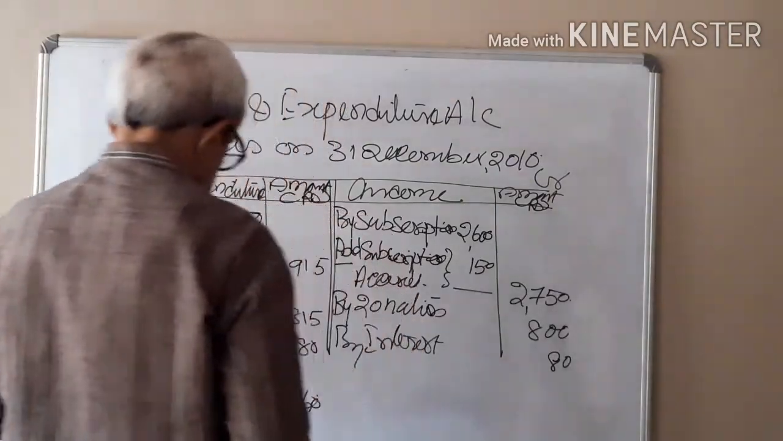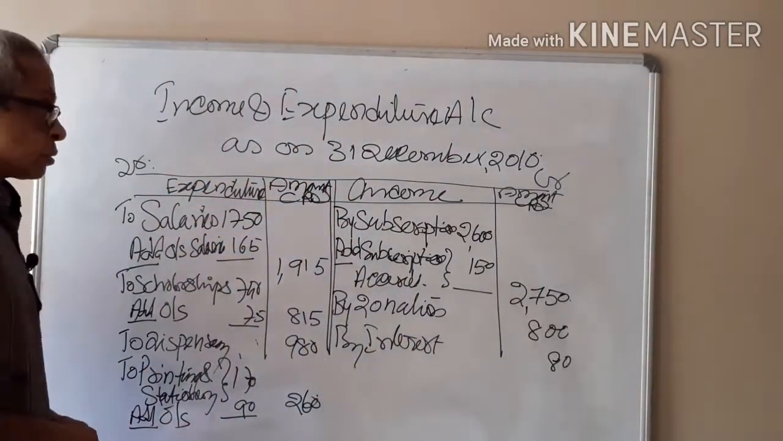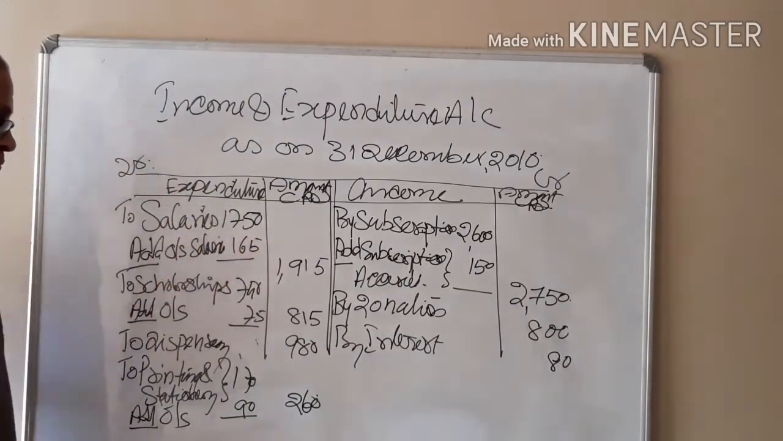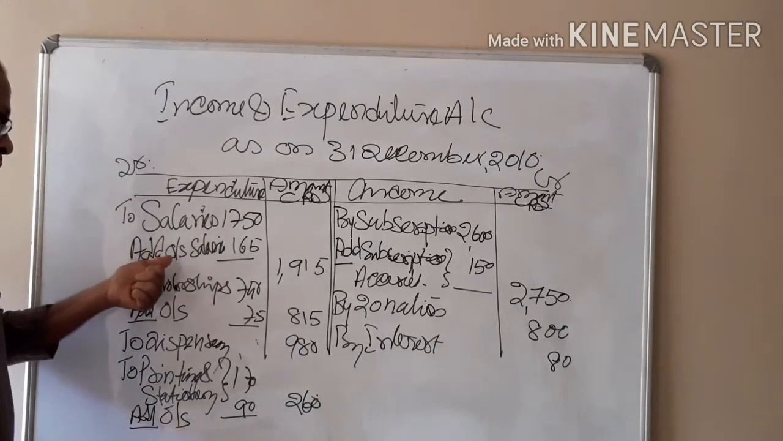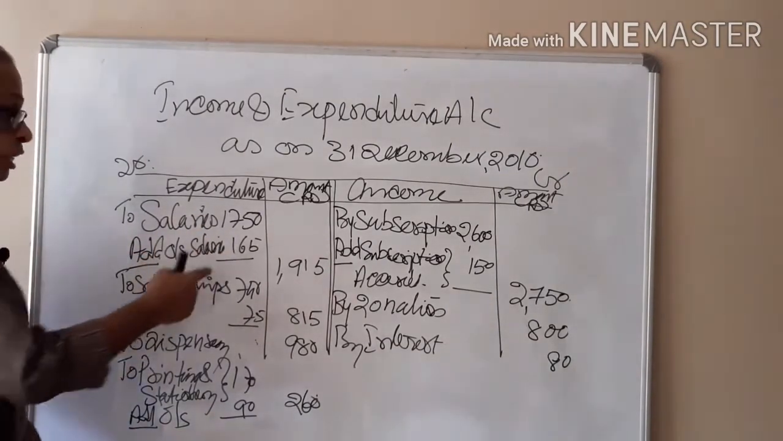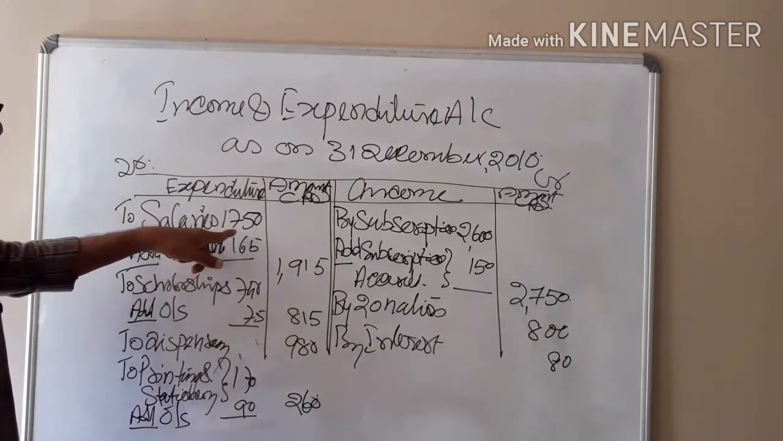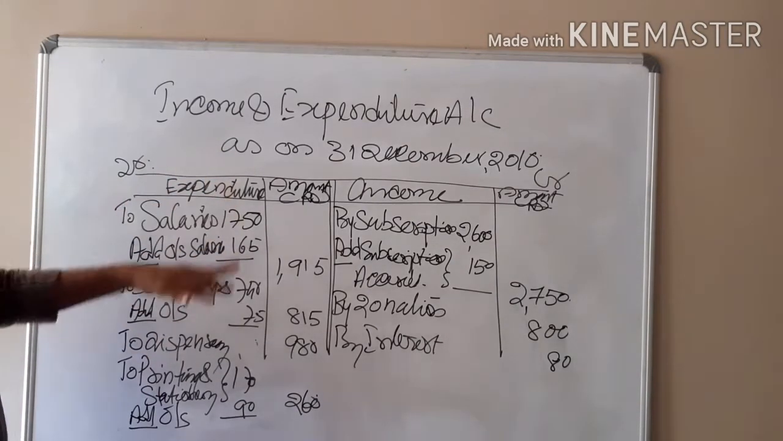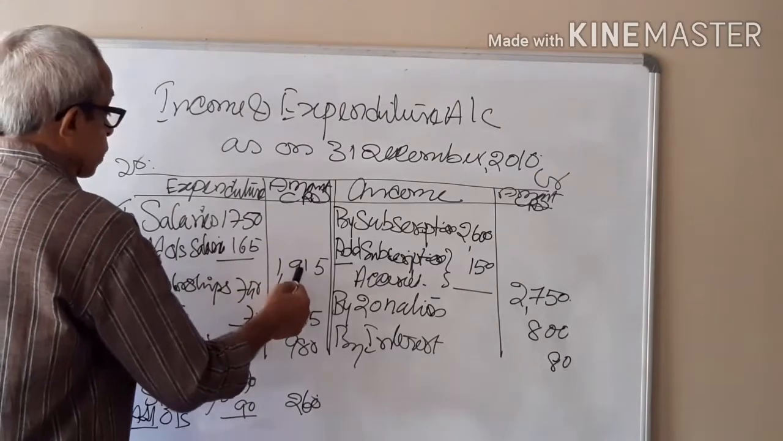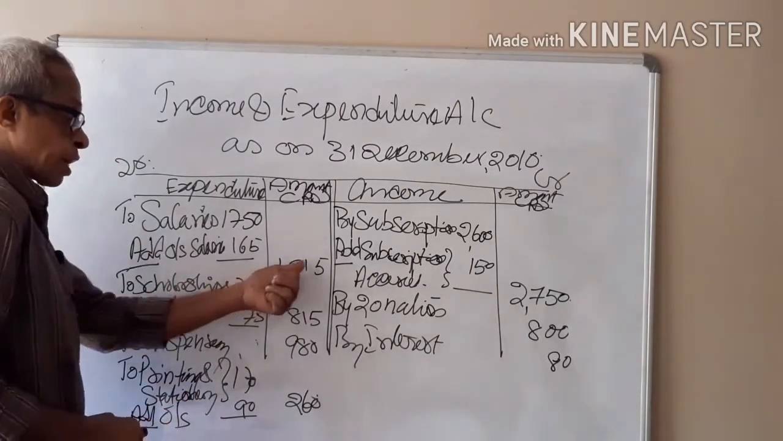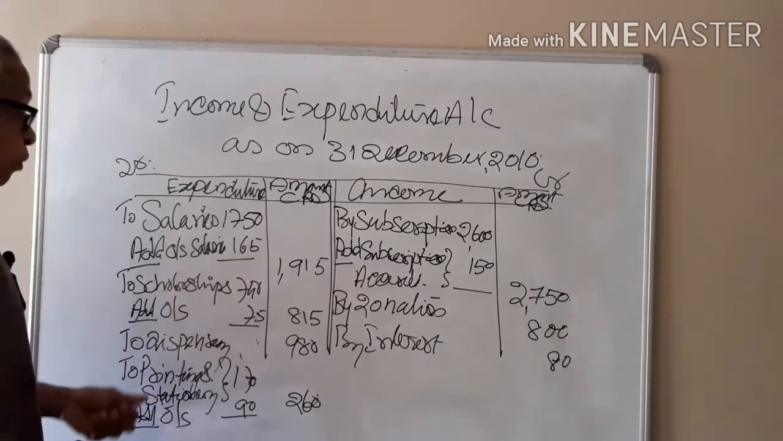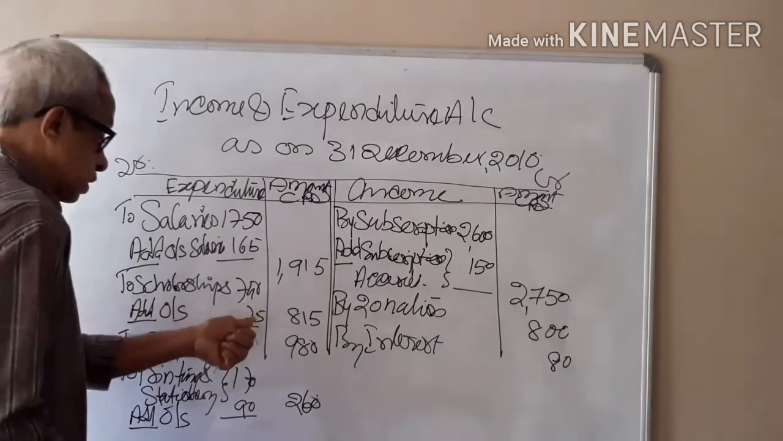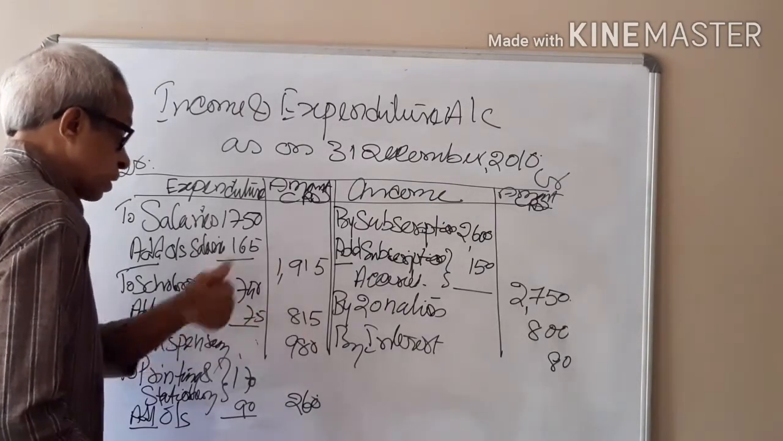So these are the items. All expenditures: salaries is 1750, that is given, and from the adjustments we got outstanding salaries during the year, that is 165. We added that outstanding figure to the actual amount of salary paid. So total amount of salary as expenditure is 1915. Then scholarship is 740. To that we added the outstanding figure, that is 75, and the resultant figure is 815.